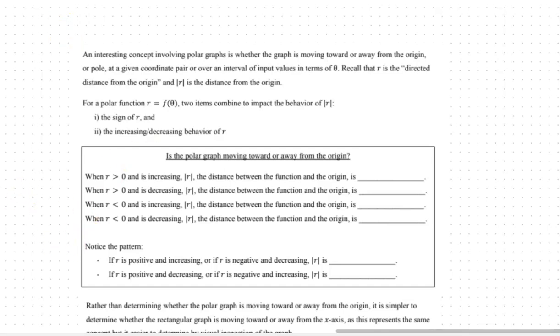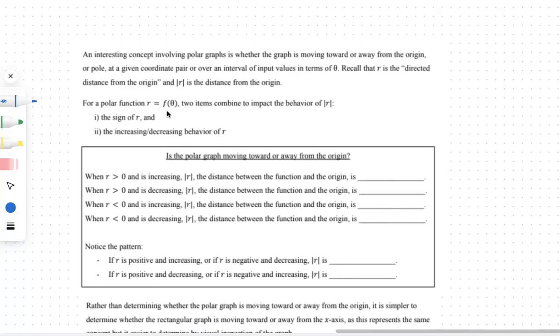All right, here we go with our topic 3.15 notes. This is the last topic in polars, and actually it's the last topic that will be on the AP exam, which is exciting. So the interesting concept involving polars is that if the graph is moving toward or away from the origin or pole at a given coordinate pair or on an interval, we can figure that out based on the sign of r and the rate of change of r.